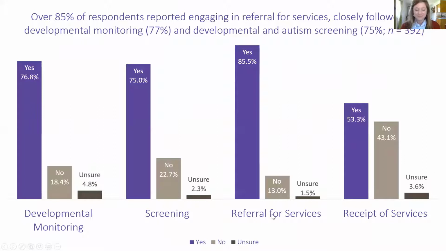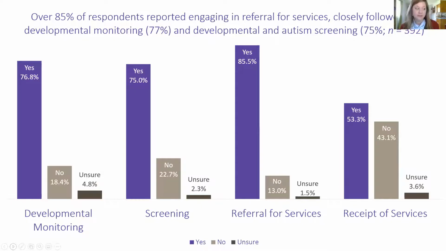All right, next slide. So CDC and AUCD conducted 2 Qualtrics surveys, 1 team lead survey to gather overall information related to the 4 steps, and then 1 survey that went out to all key partner programs and systems in each of the 43 funded states and territories to gain more specific program and system information related to the 4 steps. So on this slide, you'll see that respondents were asked which of the 4 steps of early identification they engage in, and over 85% reported engaging in referral for services, which is step 3 of early identification, followed by developmental monitoring, step 1, and then developmental and autism screening, or step 2.